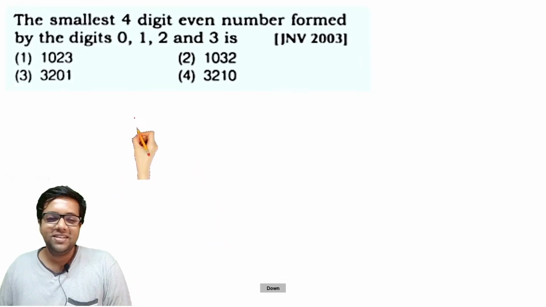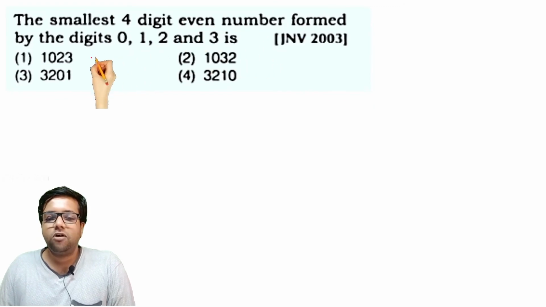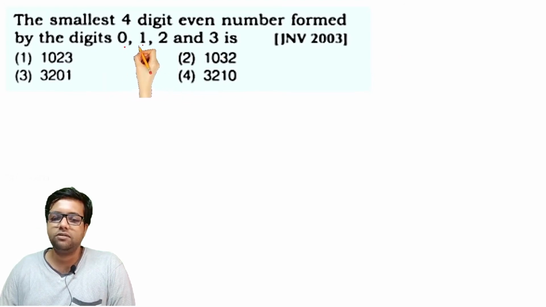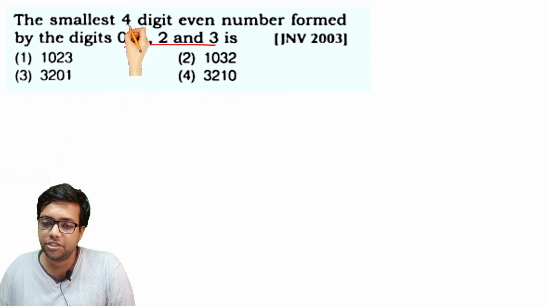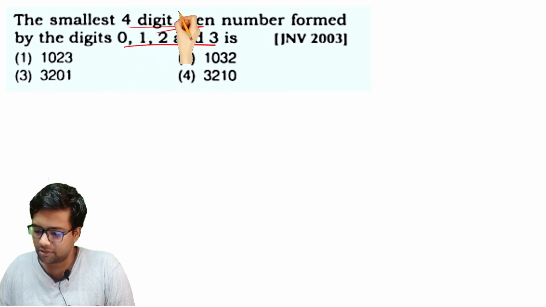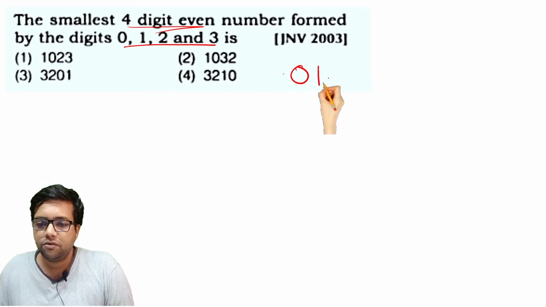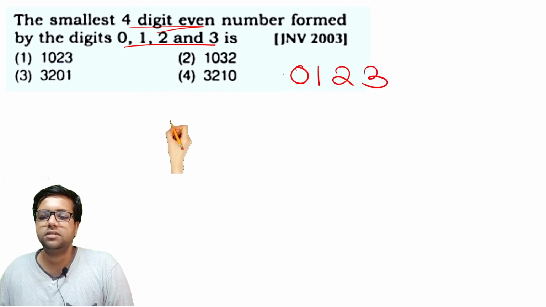Okay. The smallest 4-digit number formed by 0, 1, 2, and 3 is... we need to find the smallest 4-digit number using these digits, but it should also be an even number. Let us first of all form the smallest 4-digit number. Okay, 0, 1, 2, 3. This is the smallest 4-digit number.